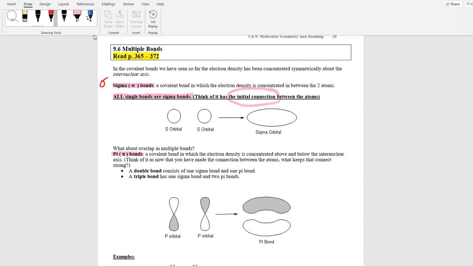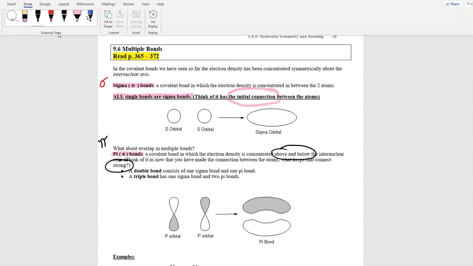And just like when you go to math class, how to write a pi, nothing hard about it. Two lines, squiggly on top. A pi bond is a covalent bond in which the electron density is concentrated above and below the internuclear axis. Think of it as, now that you've made the connection between the atoms, what keeps the connection strong?